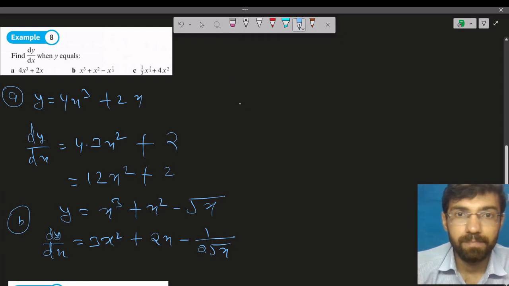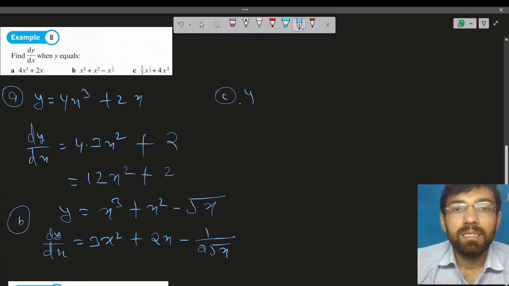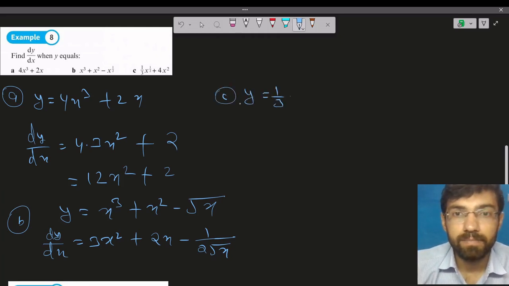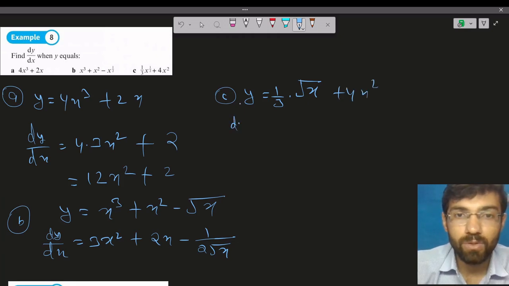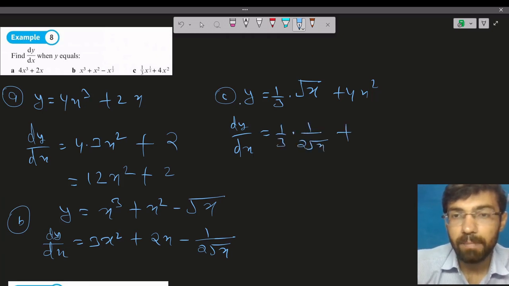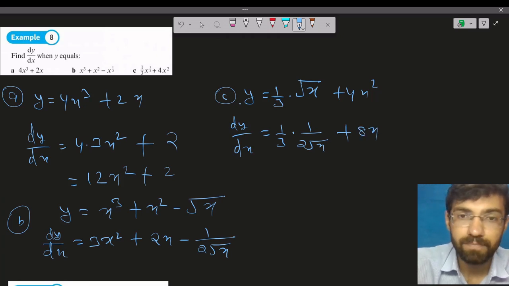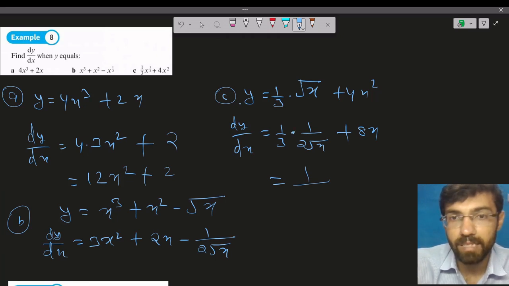Let us do part C here. This is y equals 1 by 3 into x raised to half, that is root x. Let me write just root x, and plus 4x square. So for differentiation of y, dy by dx, a constant times some function, the constant remains as it is, and differentiation of root x is 1 upon 2 root x, and plus 4x square. 4 will remain as it is, and 2 will jump. So 4 times 2 is 8x. So that equals 1 upon 3, and since I have a product, I will multiply the denominators. 3 times 2 is 6.